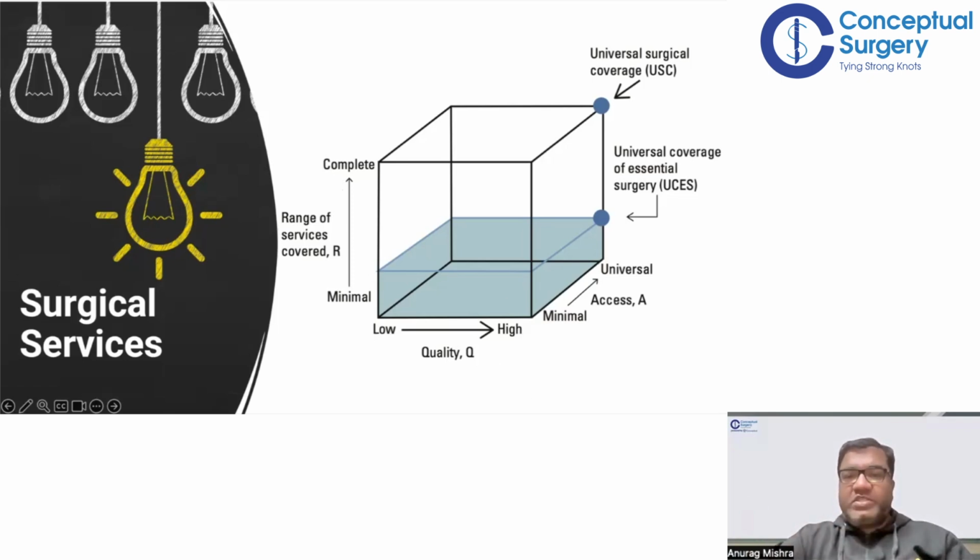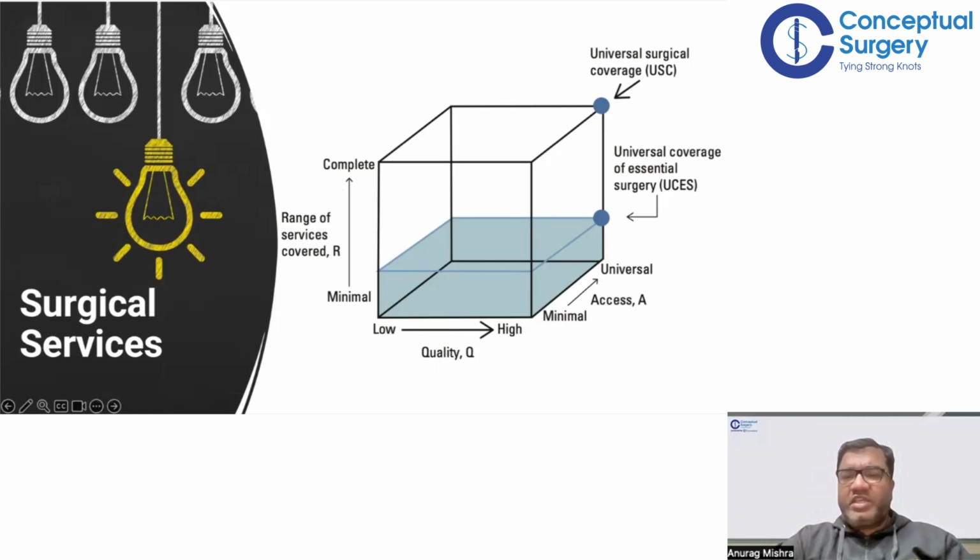Now, in terms of global surgery, we again talk about all these three things: in a particular hospital or area, what is the range of services, or how many procedures are being provided? What is the quality of them? And is it available to everyone or not? Or is there any bias, or any geographical advantage to some people?